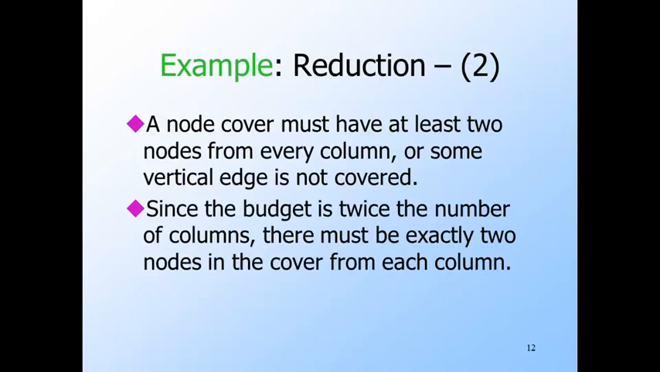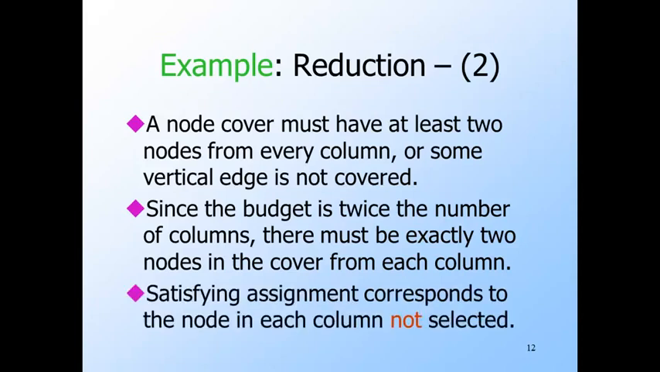But the budget is exactly twice the number of clauses. So if all 3 nodes in one column were in the node cover, then some other column would be shortchanged. It could get only 1 node and we would not have a node cover. The conclusion is that there can be no node cover with fewer than k nodes, and if there is a node cover of exactly k nodes, then these k nodes must be exactly 2 from each column.